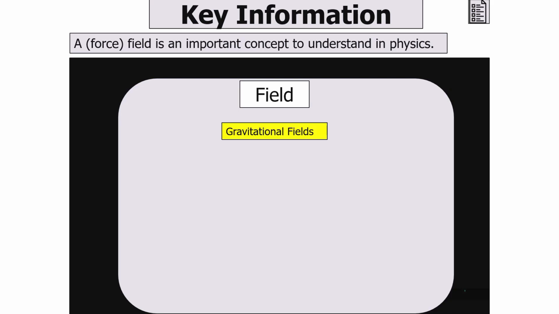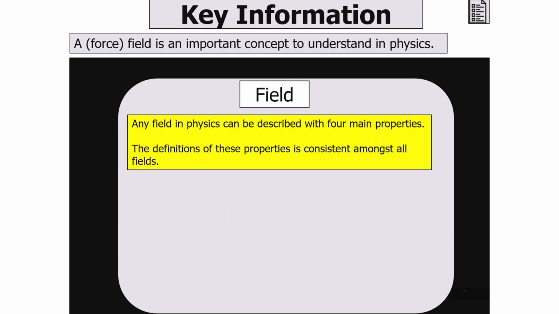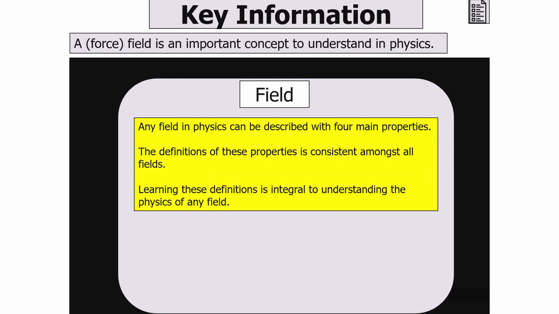So if we look at the properties of gravitational fields, we can say the following. They act on objects with mass. The fields extend to infinity, they exert weak forces, and these forces are always attractive. Now, any field in physics can be described with four main properties. The definitions of these properties are consistent among all fields. Now, learning these definitions is integral to understanding the physics of any field.